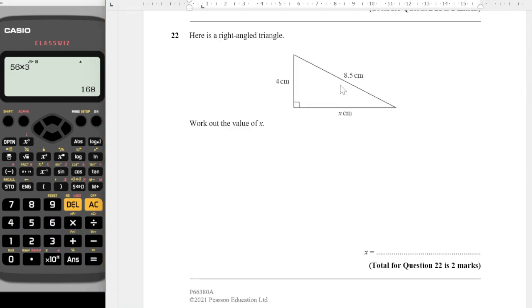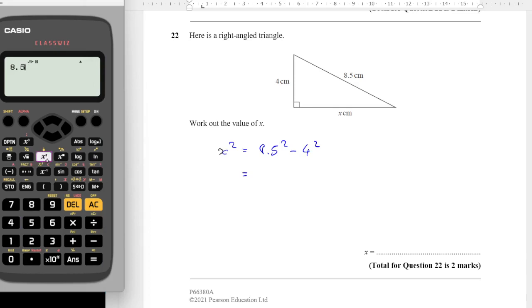Okay, 22. Here is a right angle triangle. Work out the value of x. So we're involving a right angle triangle involving three sides, so it's Pythagoras. So we're saying that the shorter side, or x squared, is going to be equal to the longer side squared minus the shorter side squared. So I would tend to evaluate that on my calculator.